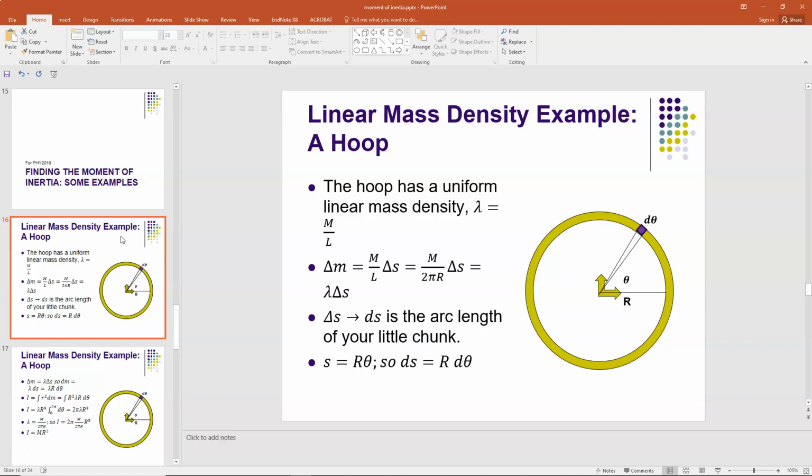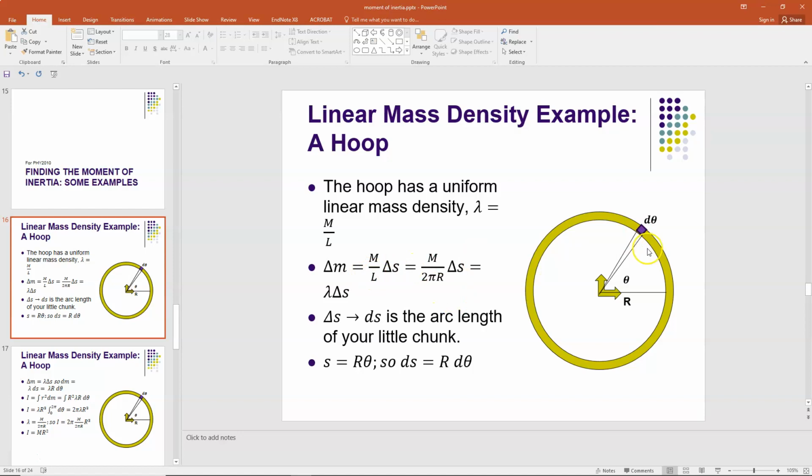Now, if you want to take a little chunk of our hoop, here I've shown the hoop in this kind of weird yellow-green color, right? And then I've shown a little chunk of the hoop in purple right here, okay? So this little chunk of the hoop that's shown in purple has some small mass, delta m. And remember from our previous lecture that that amount of mass would be the linear mass density, the mass per unit length, times the length of our little chunk, okay?